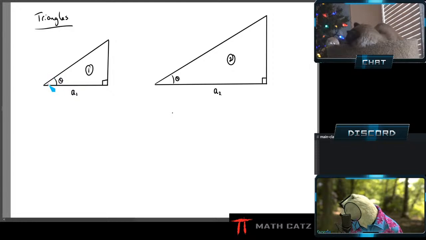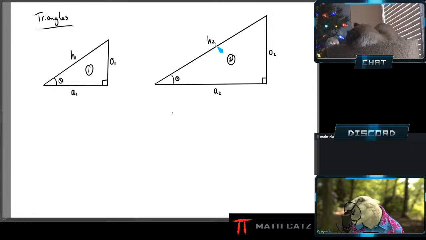Then I have the other perpendicular side that is not touching this angle. It's opposite to the angle. See, it stands on the other side. We'll call it O1 and O2. Opposite. And then we have the hypotenuse. In both cases, I'll call it H1 and H2.